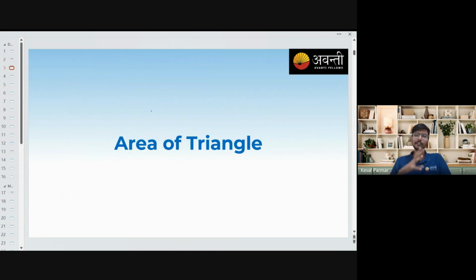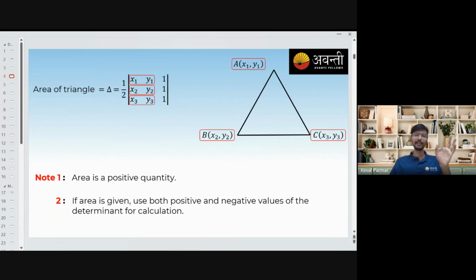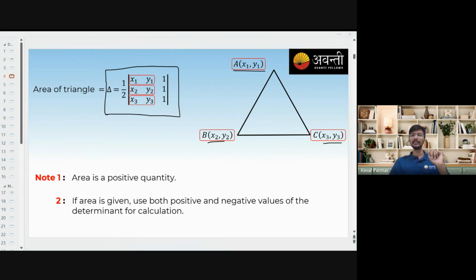This is basically an application of determinants which you may have studied in straight line also. So what is the area of a triangle? If the triangle has 3 vertices, A, B, and C, with coordinates x1, y1, x2, y2, and x3, y3, then we can easily get the area of the triangle by using determinants by this formula. Area of triangle equals half into determinant of: write the coordinates x1, y1, x2, y2, x3, y3, and in the last column we'll have 1, 1, and 1.